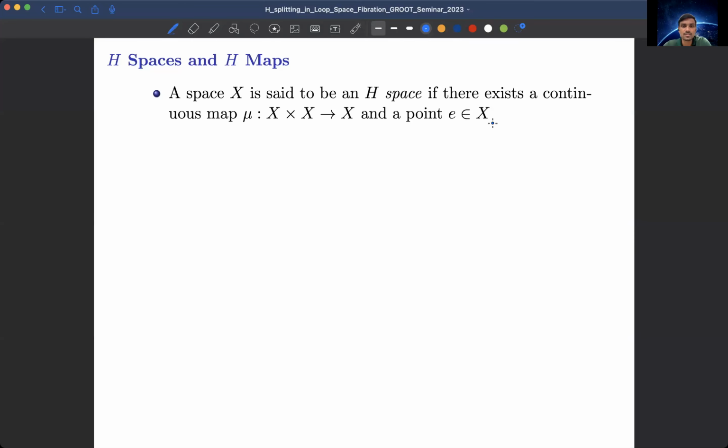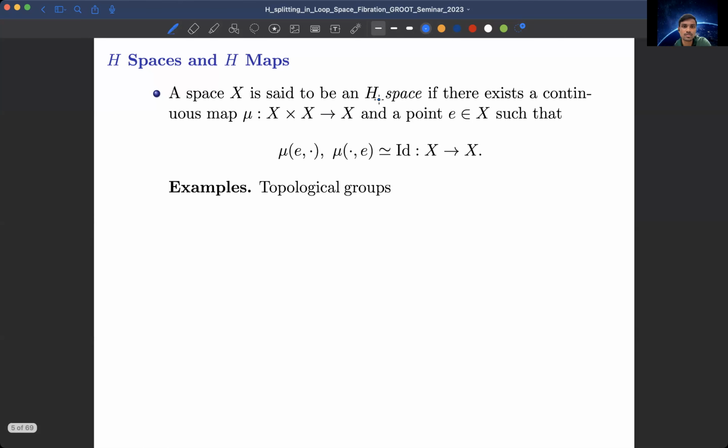So an H space is a space X, first of all a topological space, such that there exists a continuous map from X cross X to X. So one can say this is a continuous binary operation on the space X, and there exists a point e in the space such that if I put e in one coordinate and then take this map mu, it will be homotopic to the identity in both coordinates. Then we'll call this X an H space, and together these three data, namely the homotopy identity, this continuous binary map, and this X, are referred to as an H space.